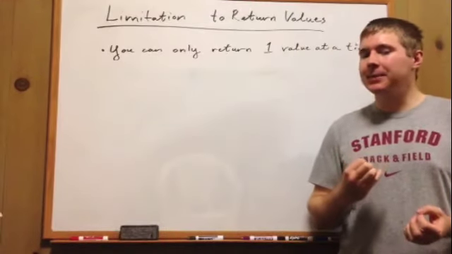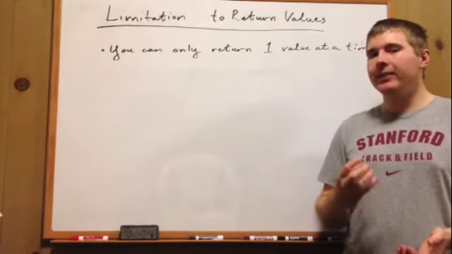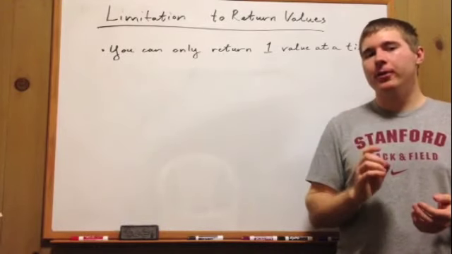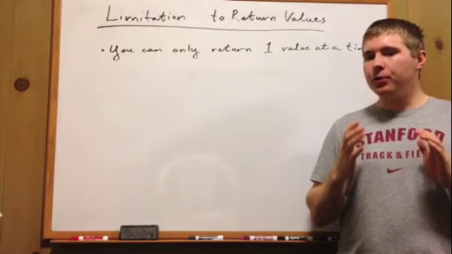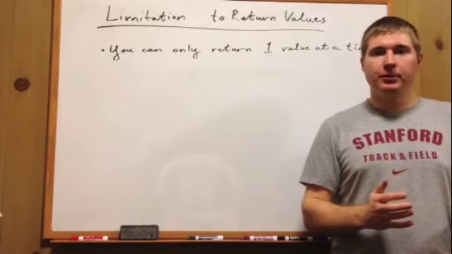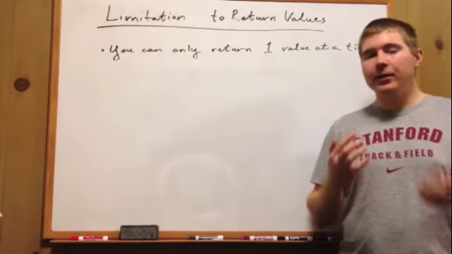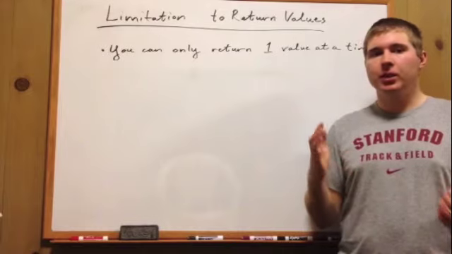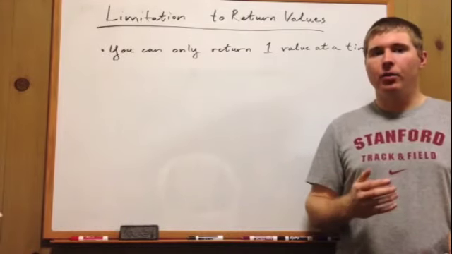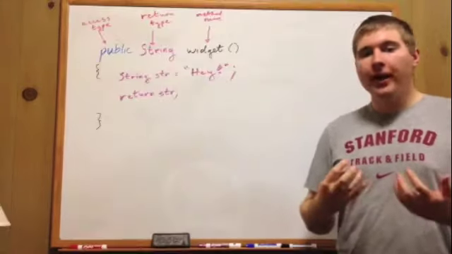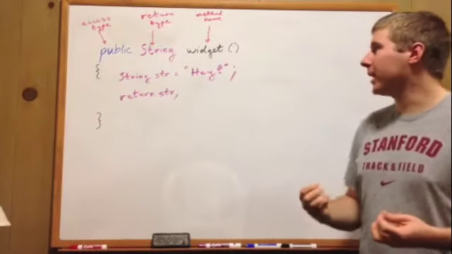So the basic limitation to return values is that you can only return one value at a time. So if you need multiple values for a procedure, then you're going to have to call two methods in order to get those two values. Okay, so let's take a look at different return types.